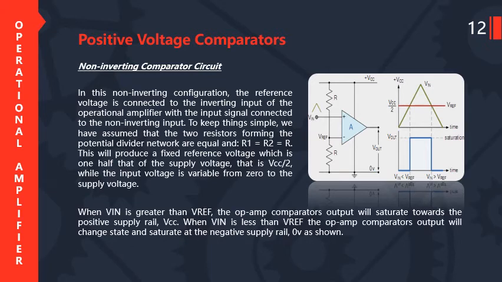When Vin is greater than V reference, then the operational amplifier comparator's output will saturate towards the positive supply rail VCC. When Vin is less than V reference, the operational amplifier comparator output will change state and saturate at the negative supply rail or 0 volt, as shown in the figure.